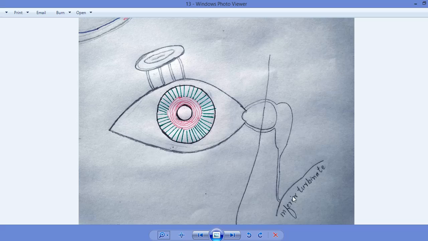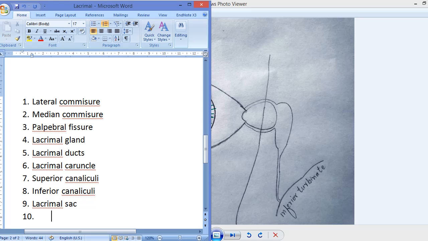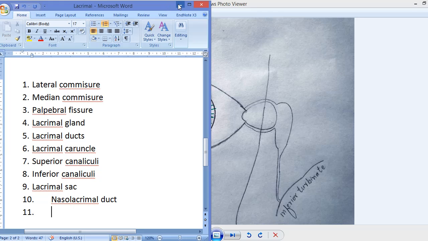The nasal cavity of the nose has three turbinates: the superior turbinate, the median turbinate, and inferior turbinate. So this lacrimal sac is connected with the inferior turbinate. I have written this. This is the inferior turbinate of the nose, and it is connected with this lacrimal sac with the help of a duct. This duct is called nasolacrimal duct.